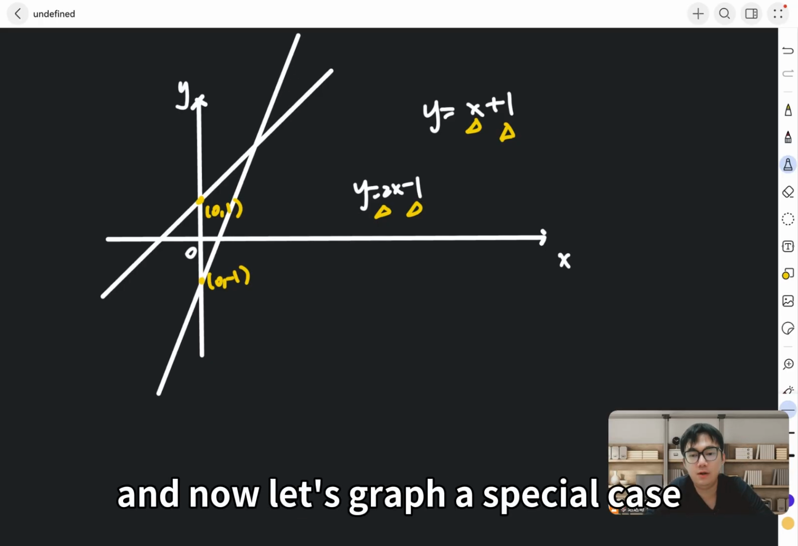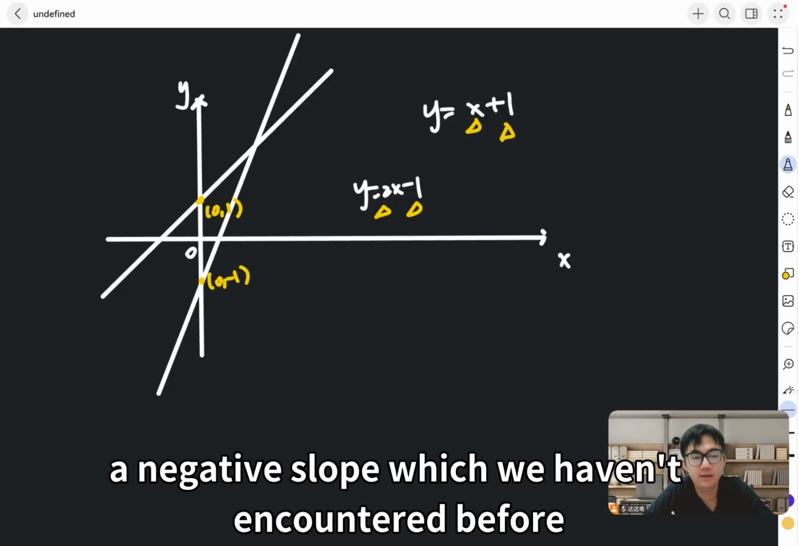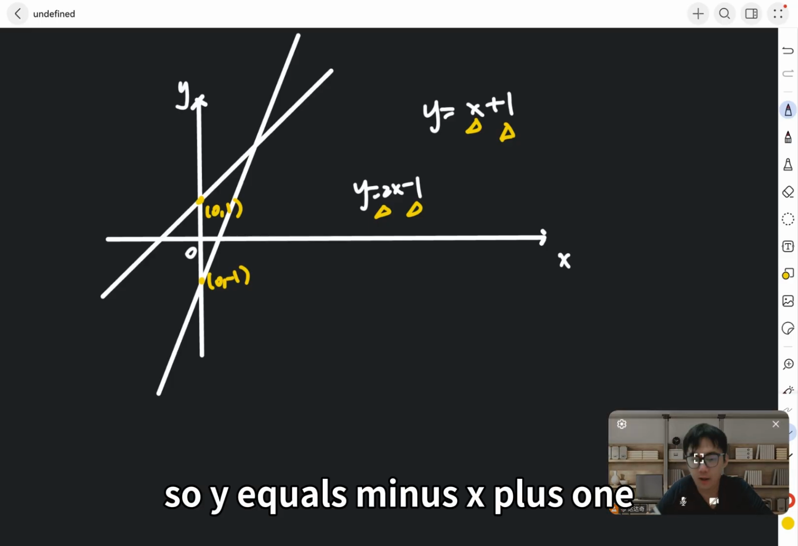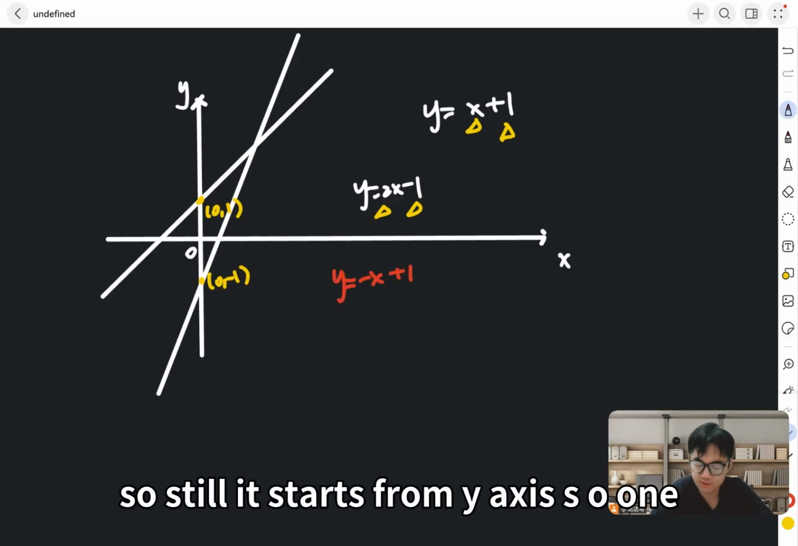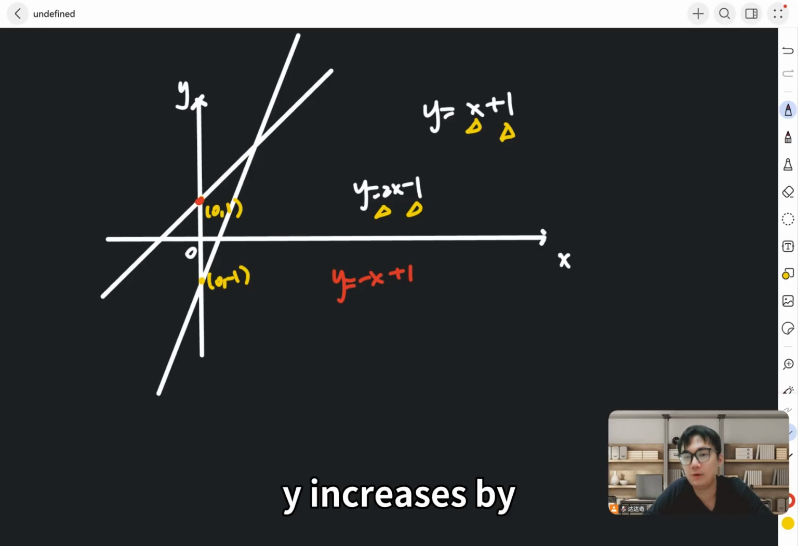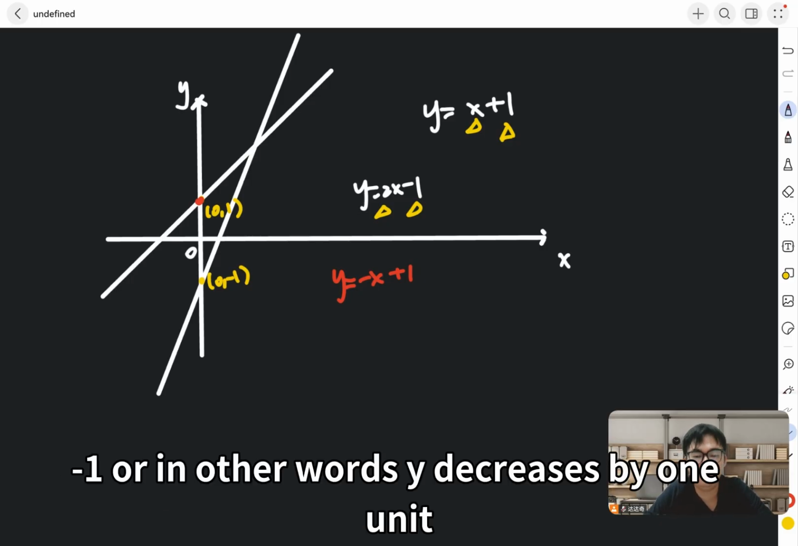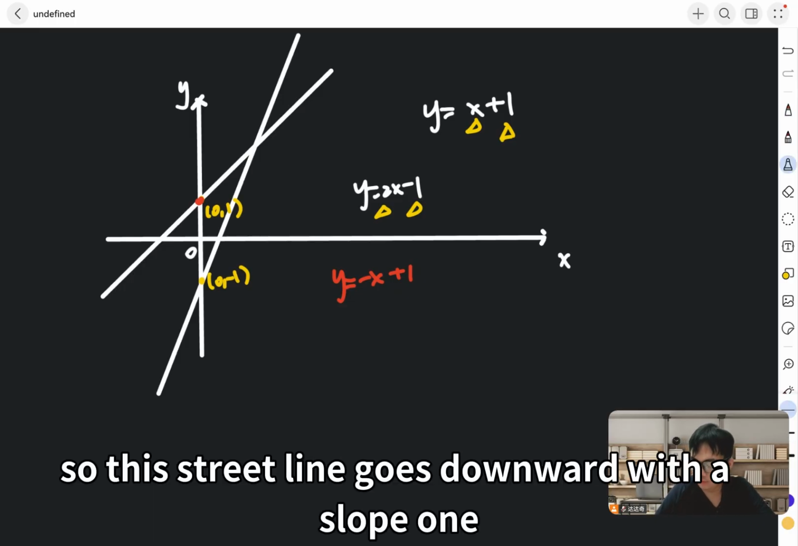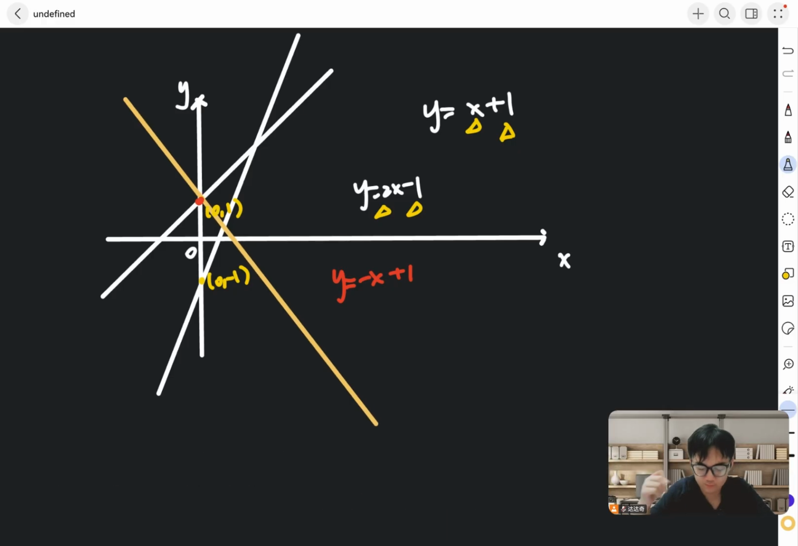Now let's graph a special case, a negative slope, which we haven't encountered before: y equals minus x plus 1. Still it starts from the y-axis at (0, 1). But the slope means for every unit increase in x, y increases by negative 1, or in other words, y decreases by 1 unit. So this straight line goes downward with a slope of negative 1.